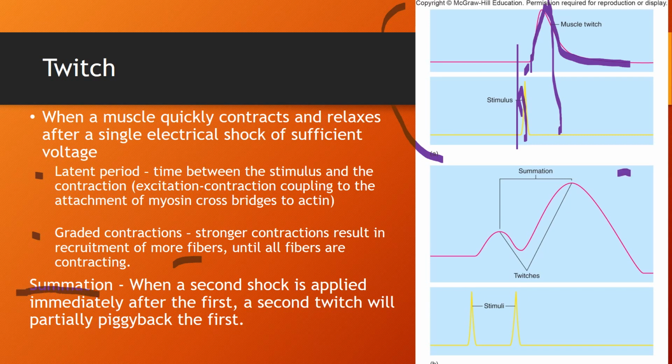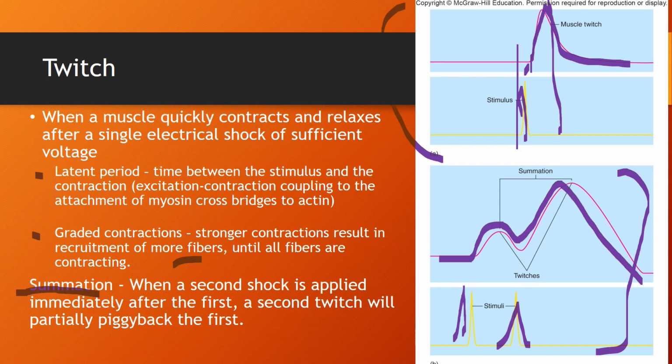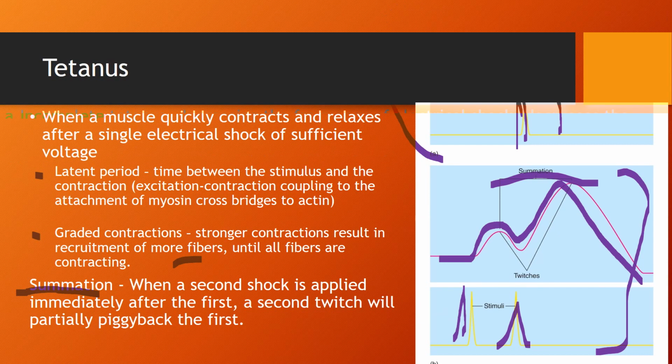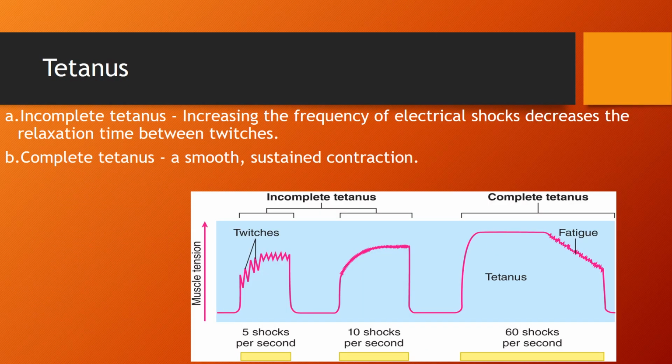And this is this graph down here that's denoting that. So this occurs when you have a second shock applied immediately after the first. So here again, this yellow is denoting the electrical activity of one, and then here's the second event. And so what we see with the muscle is that we have this increase in response, and this is called like a piggyback effect, where the recruitment is going to be greater than just with a single event of a muscle twitch.